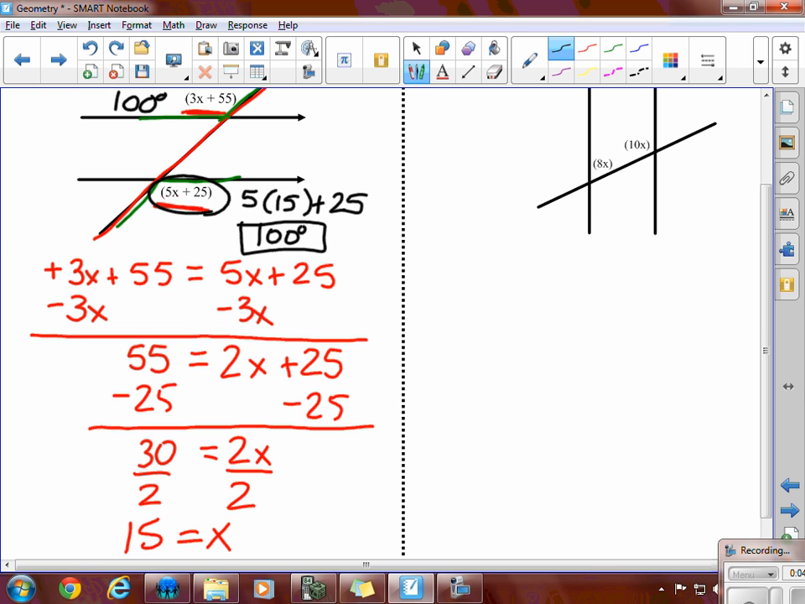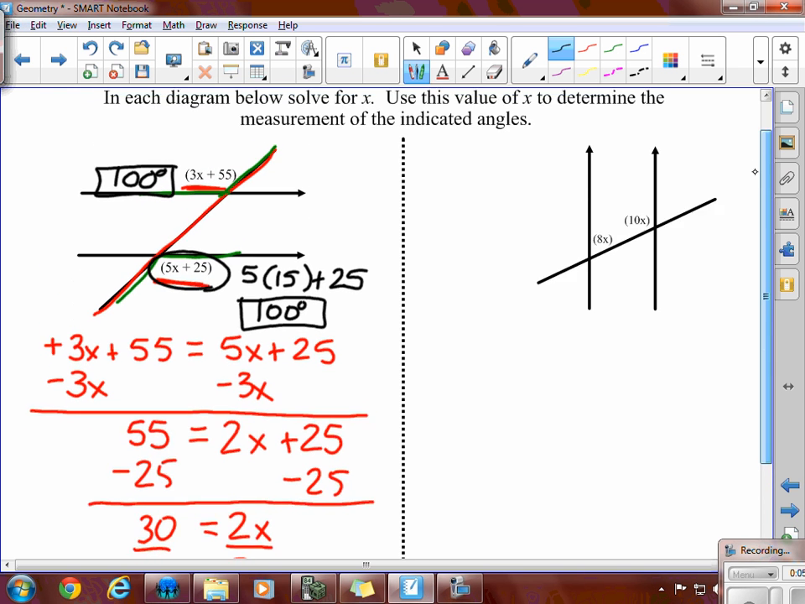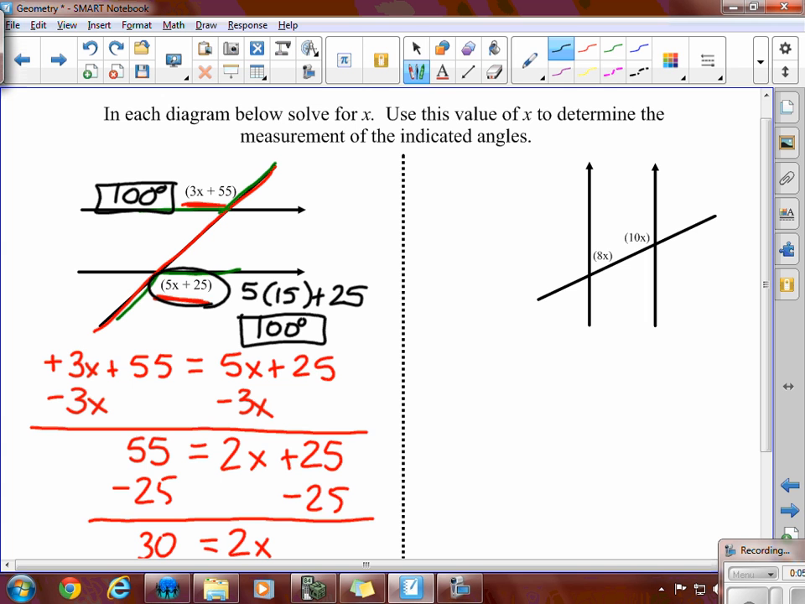So the question's asking solve for x and find those angles. Well, the angles are 100, and the x isn't 15 degrees, it's just 15, some value of 15. So the second example here, a little bit different. Our parallel lines are going up. The arrows on those lines indicate that they're parallel. And if we look again, we got to identify first the transversal. And then we look at the angles. There's an angle that's 8x right here, and an angle that's 10x right there. Now those two angles then are inside the parallel lines. So if they're inside the parallel lines, those are interior angles.